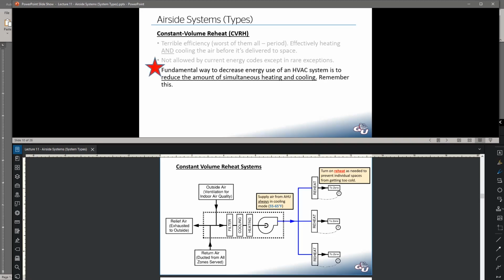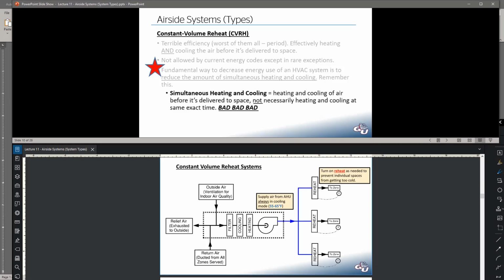But one fundamental way to decrease the energy use of an HVAC system is to reduce the amount of simultaneous heating and cooling. This isn't the only system that has simultaneous heating and cooling. This is just the first example of it. Anything you can do to reduce that is going to save a lot of energy. And a quick definition of what I mean by that term, simultaneous heating and cooling: that means we are heating and cooling the air before it's delivered to the space, but that doesn't necessarily mean it's happening at the exact same time. But this is a really bad thing in terms of energy use.